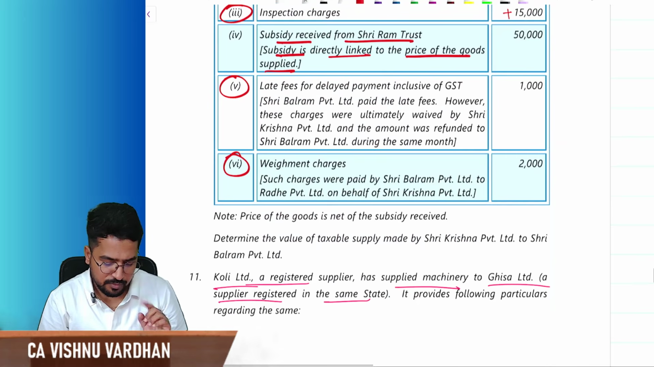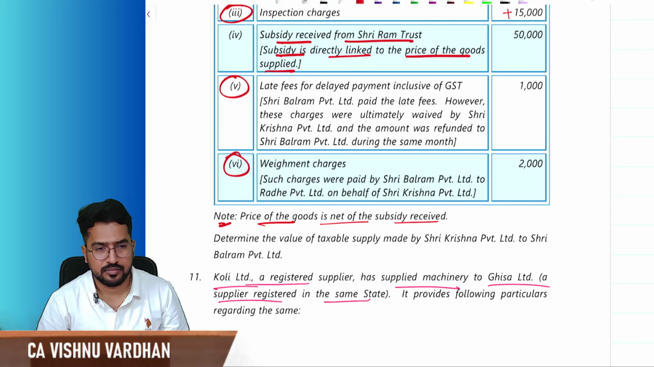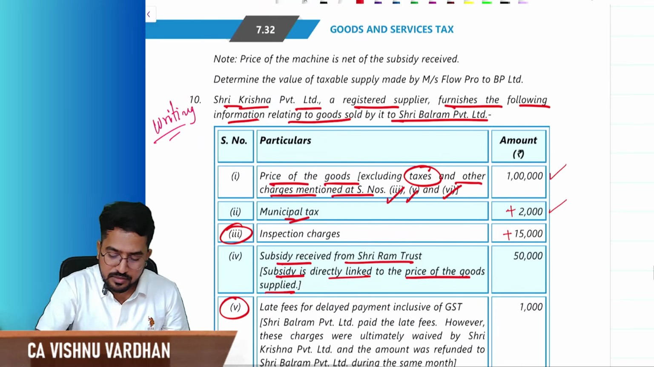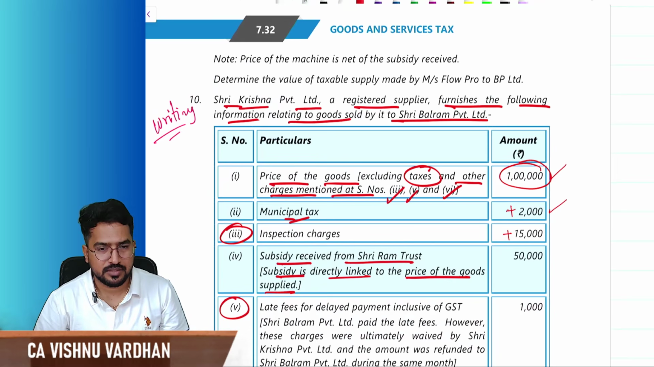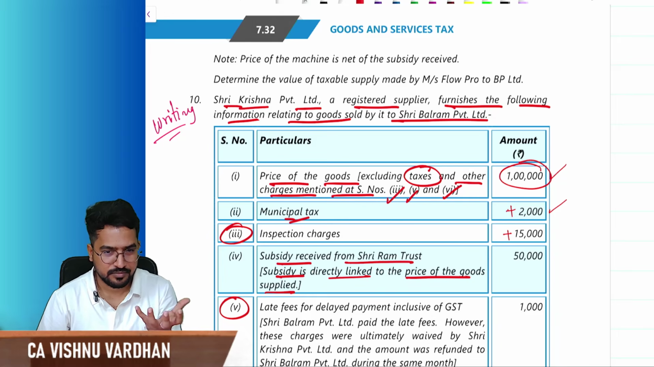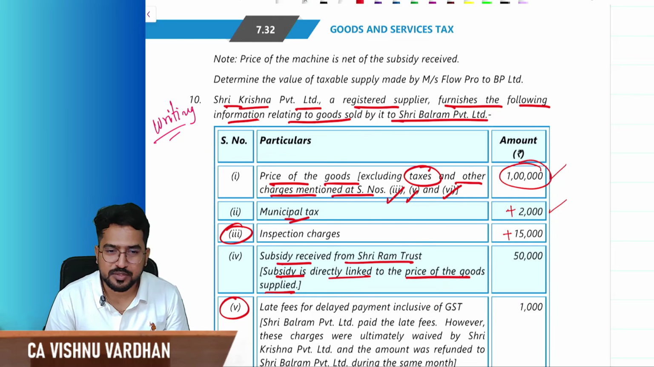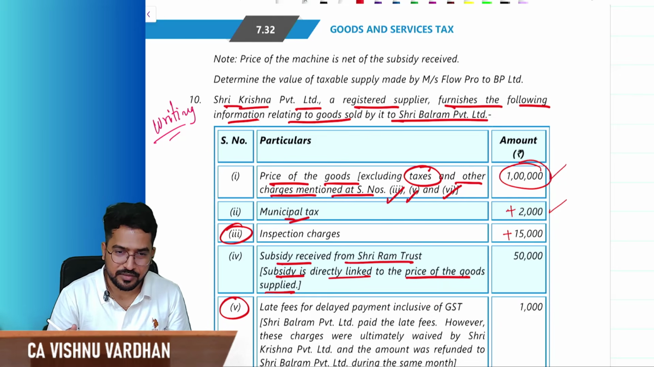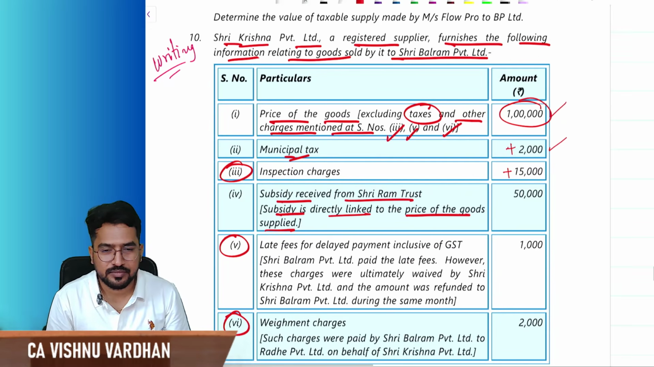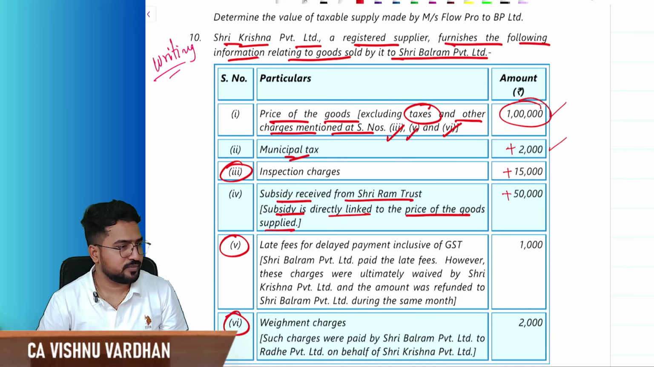But here, information they have also given. Note, price of the goods is net of subsidies received. Price is net of subsidies. Net means excluding or including? Gross means what? Net means after minus. So net of subsidies means after excluding. It should be included or excluded? But they have excluded. What should you do? You should add it. Clear?